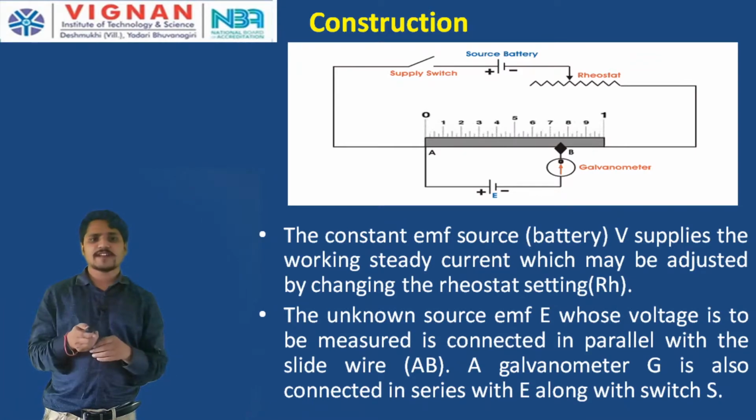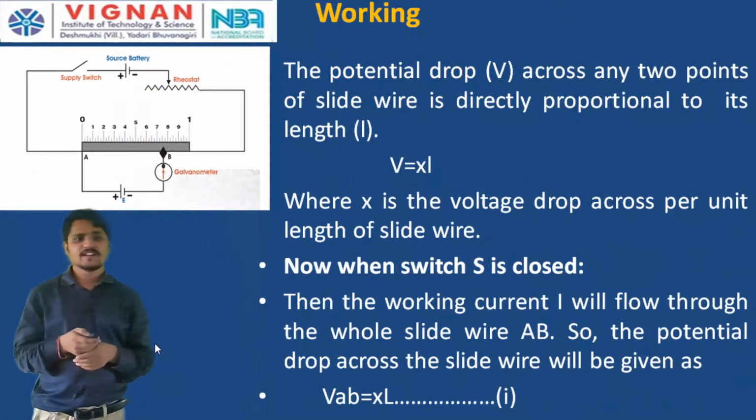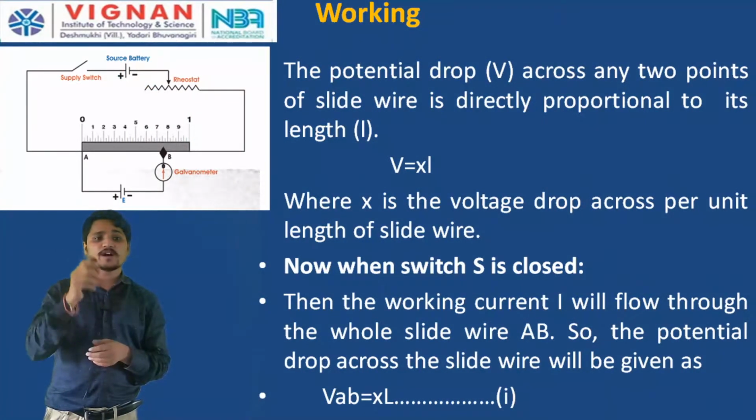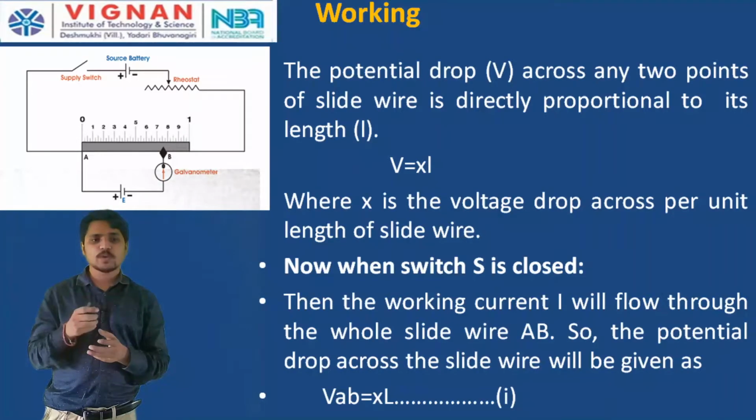When the current is flowing in the slide wire, what is happening here? The voltage will get dropped across the slide wire. According to Ohm's law, the voltage drop in the slide wire is given by V equal to I into R. That means the voltage drop is the product of the current flowing through the slide wire and the resistance of the slide wire. As the cross-sectional area is uniform, this voltage drop is also proportional to the length of the slide wire.